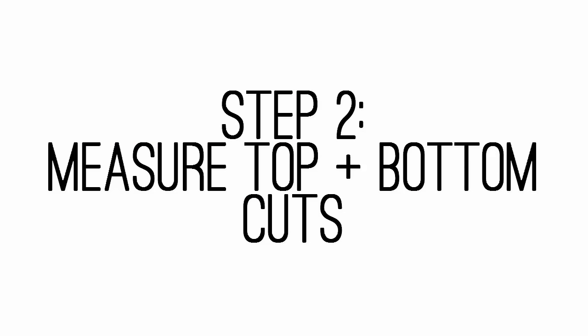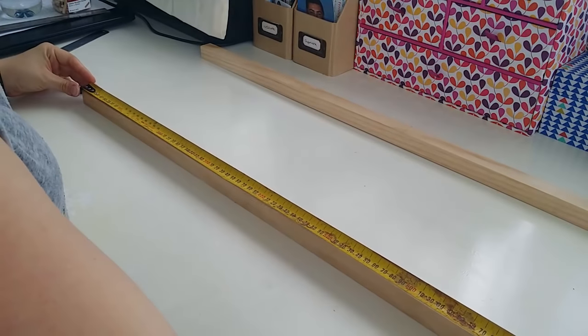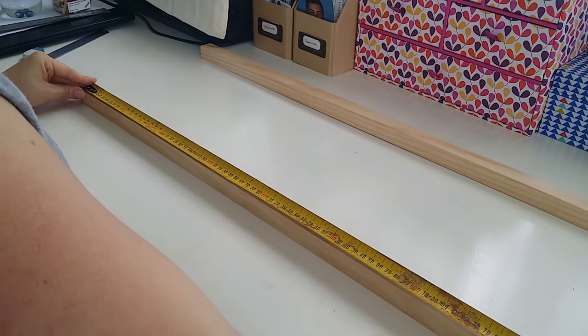Now I've got to measure the top and the bottom cuts. So first you want to mark 2 points 350mm in from one side.